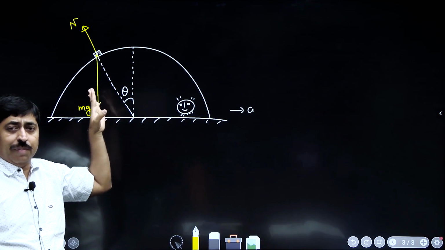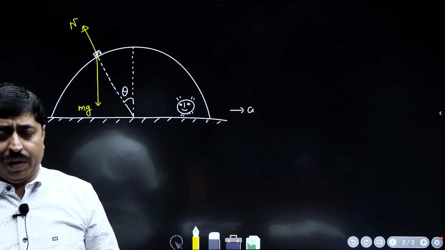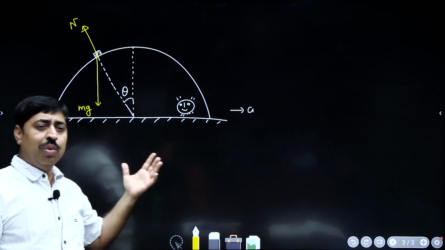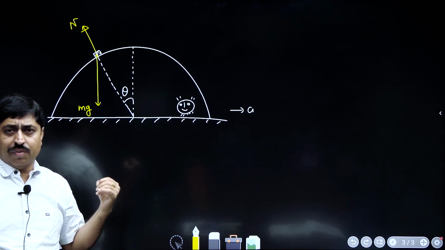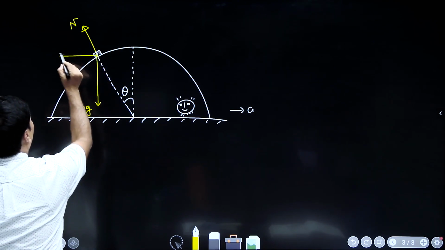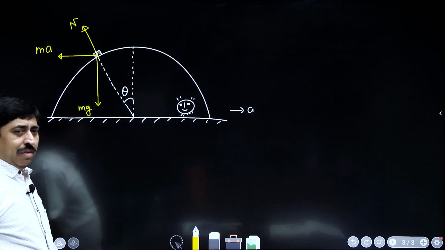These are real forces, means I can actually tell who is applying normal reaction. It is the hemispherical surface. I can actually tell who is applying this mg force. It is the gravity of the earth. Earth is applying this force. But if you ask me who is applying this force, I do not have a very clear answer.